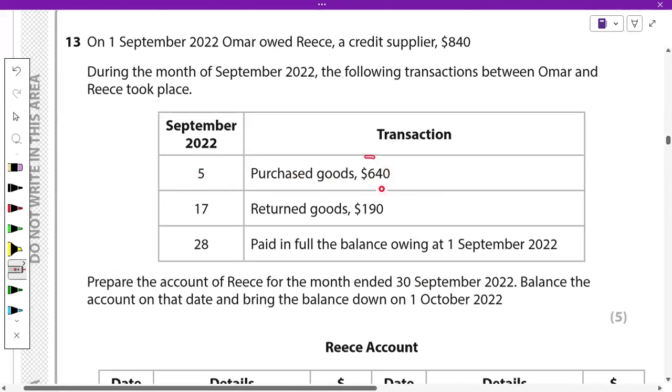So Umar purchased goods from Reese, which is 640. After that, Umar returned goods to Reese, which is $190. And on 28 September, Umar paid in full the balance owing at 1st September 2022, which is 840. So now we have to prepare the account for Reese for the month end, 30 September 2022.